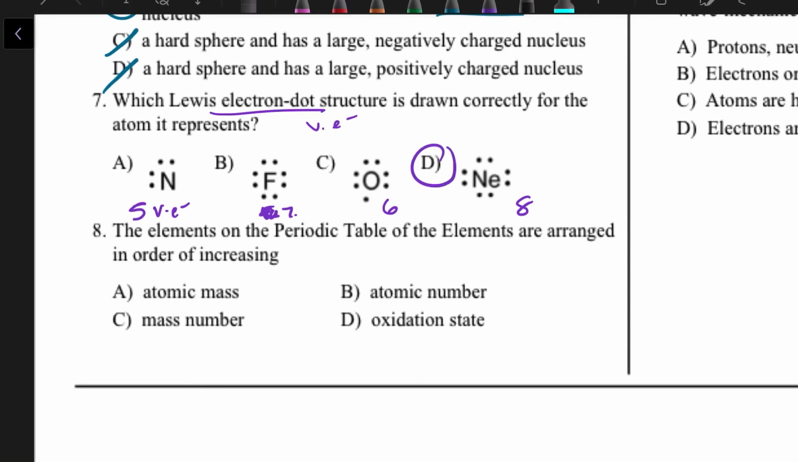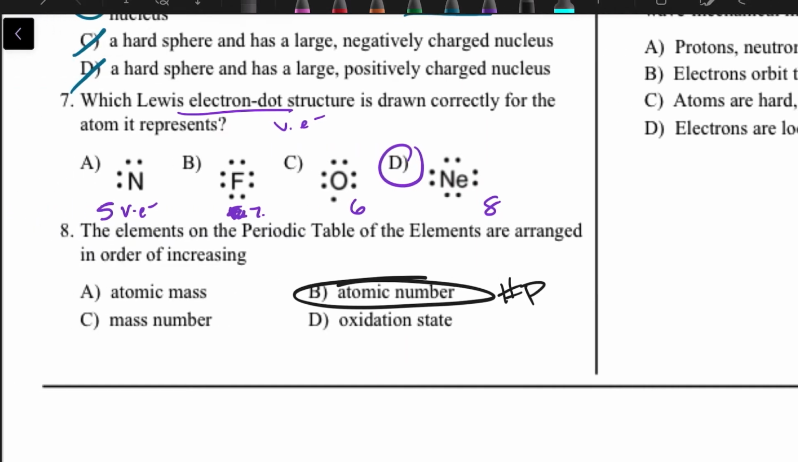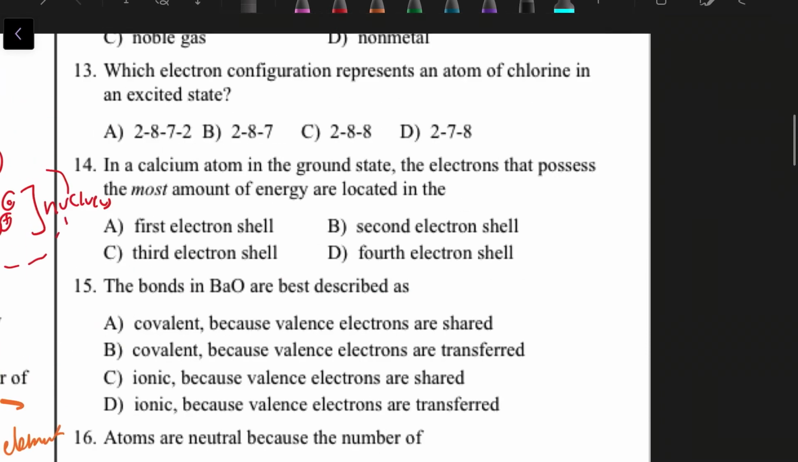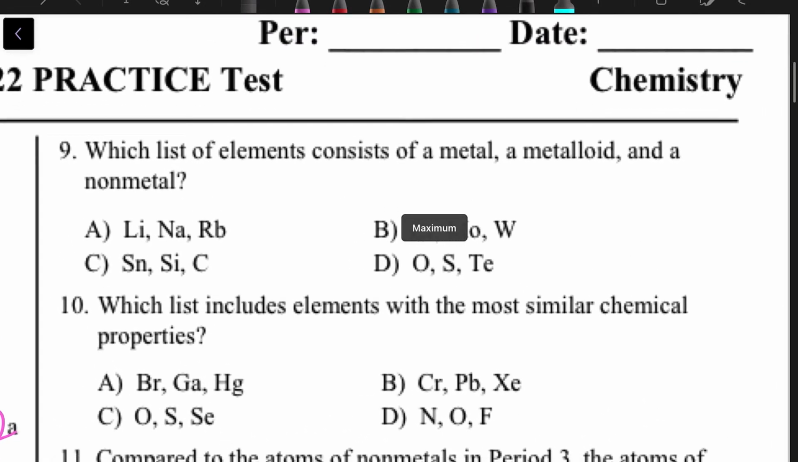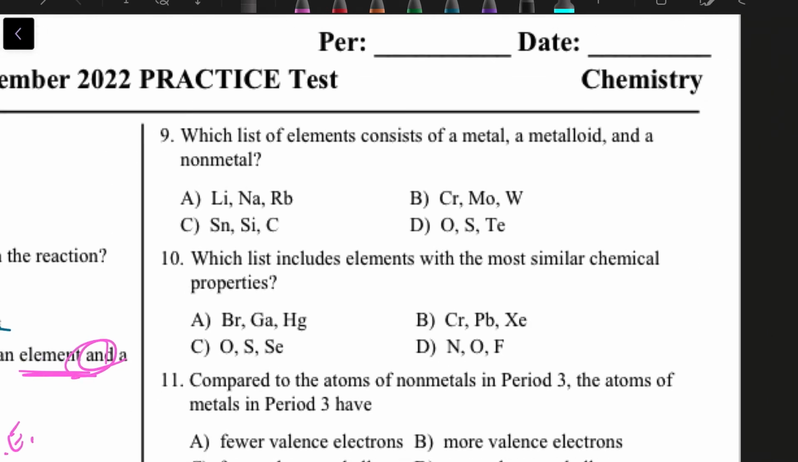Number 8, the elements on the periodic table of the elements are arranged in order of increasing atomic number. Remember, that's the same as the number of protons. That is what is unique to each and every element. Some elements have multiple oxidation states. That doesn't work. Mass number and atomic mass, that doesn't work either, although that's what they originally thought. But because isotopes exist, it throws off everything. The only thing that is unique to each element is the atomic number, or the number of protons.